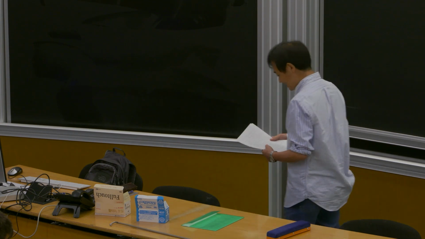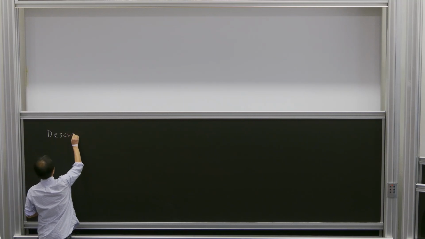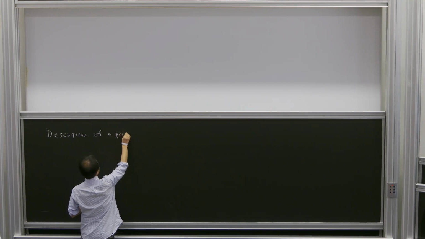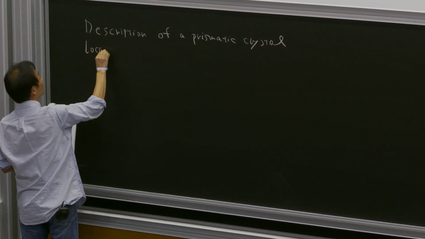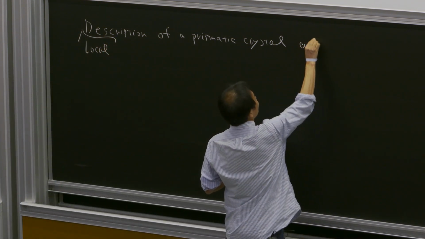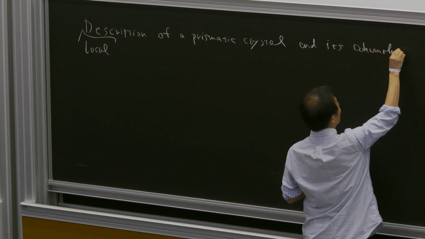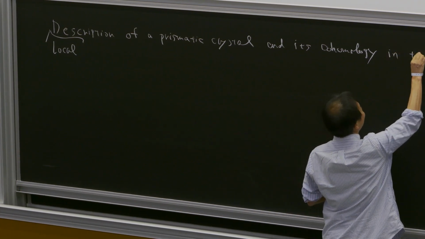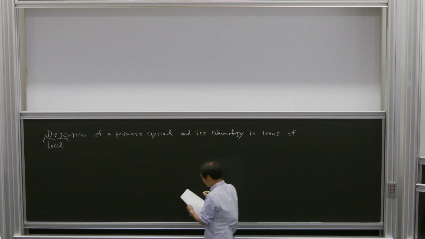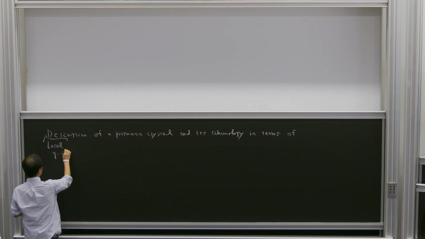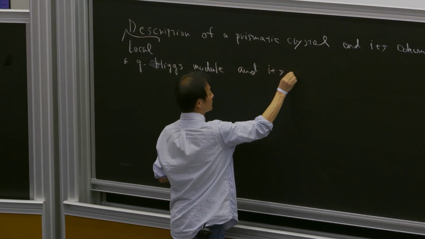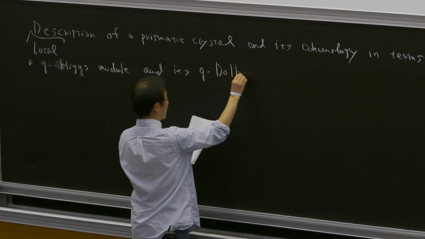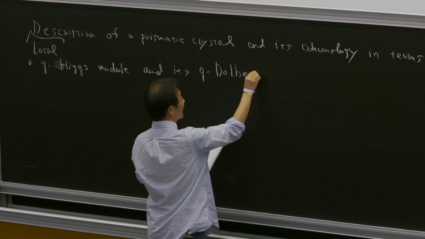So, okay, in these talks, I first give a description of a prismatic crystal, local homology, in terms of q-Higgs modules, and it's q-Dolbeault form.